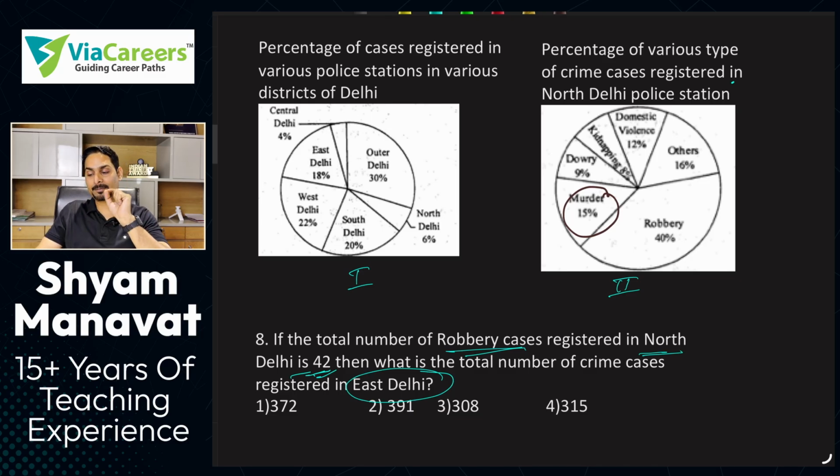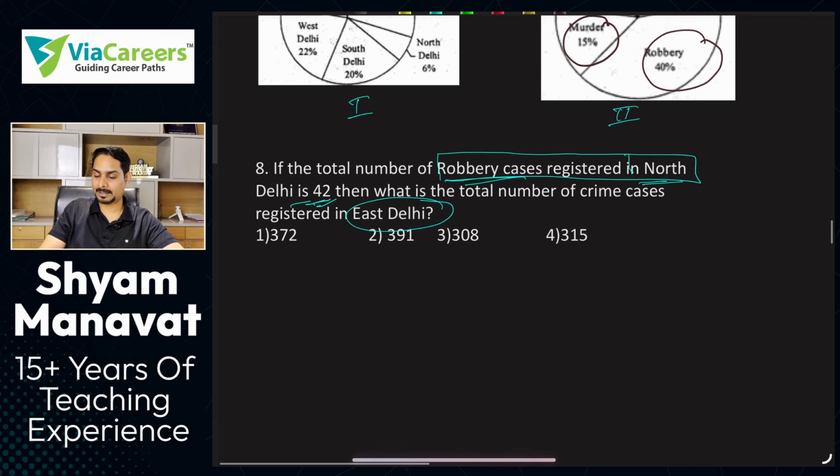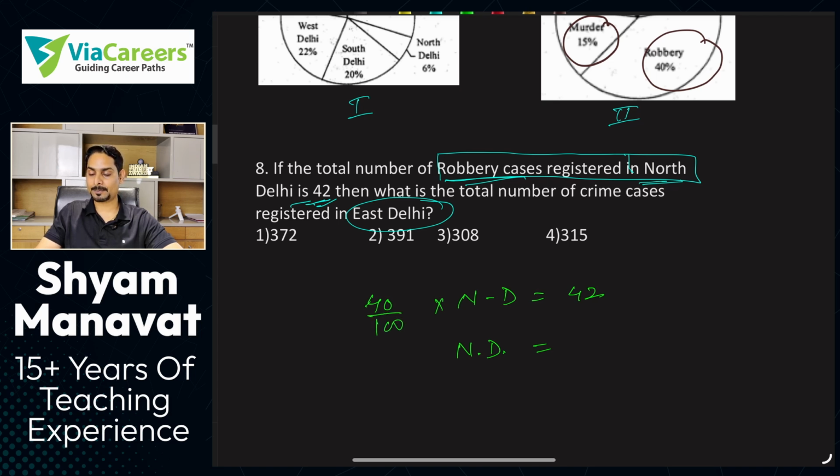So which diagram do we start from? First diagram or second diagram? Start with the second diagram because there we will be able to see robbery cases registered in North Delhi. So robbery cases in North Delhi are 40% of total North Delhi. So 40% of total North Delhi is equal to 42 as per the question. Now, can we calculate the total number of cases in North Delhi accordingly? We can. Remove the sign of percentage, divide by 100. Zeros cancel. Now you can say this is 2 by 5. Now cross multiply. Cancel with 2, this becomes 21. 21 into 5 is 105. So 105 cases are there only in North Delhi.